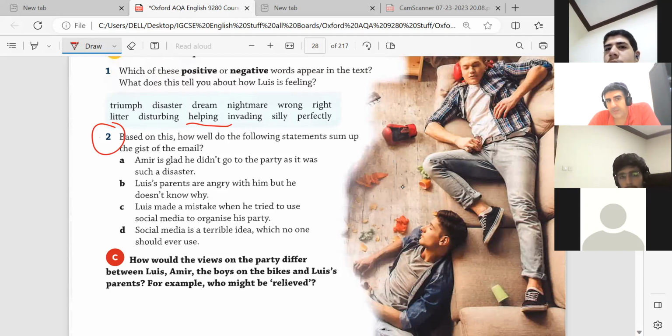Amir is glad he didn't go to the party as it was such a disaster. Does this statement match the email, or we don't know? We don't know. Exactly. We don't know anything about Amir. Why? Because we didn't read his reply. So far, we didn't read his reply.